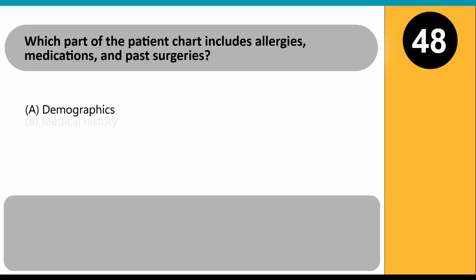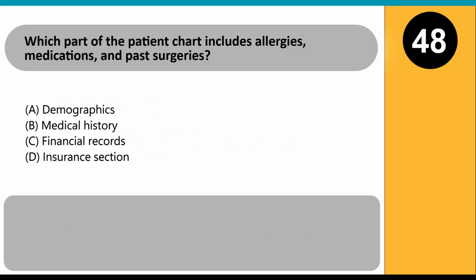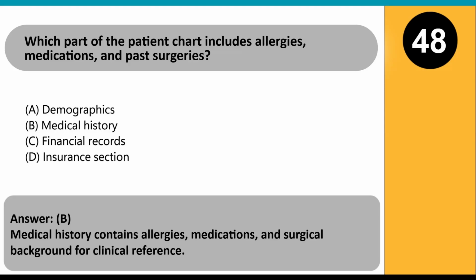Which part of the patient chart includes allergies, medications, and past surgeries? A. Demographics. B. Medical history. C. Financial records. D. Insurance section. Answer: B. Medical history contains allergies, medications, and surgical background for clinical reference.